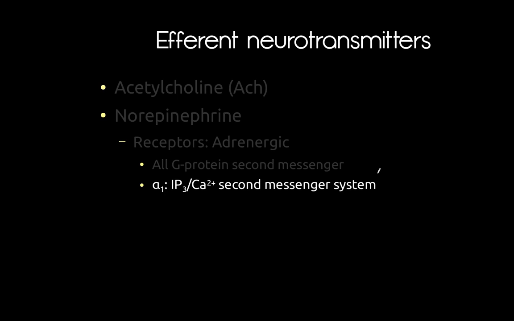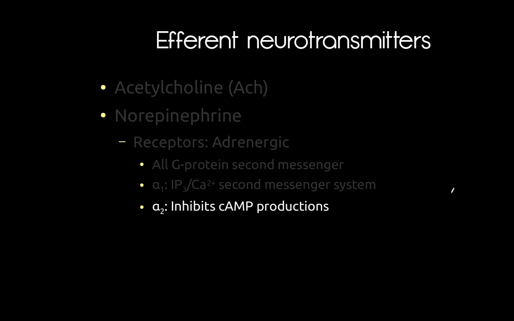So alpha 1 adrenergic receptors use an IP3 and calcium second messenger system to achieve their response. And these tend to be excitatory. So they're going to cause or initiate a response, not dampen a response. We also have the alpha 2 adrenergic receptors. These inhibit cyclic AMP production. These tend to be inhibitory.